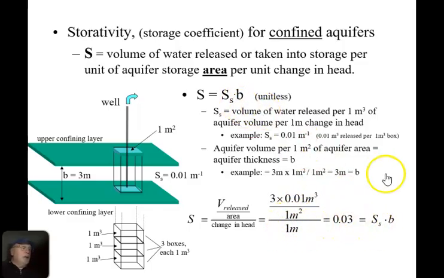So the simpler way to look at it is just take the numbers, 0.01 meters to the minus 1 times 3 meters, the aquifer thickness, so you get an S of 0.03. And a typical storativity is somewhere between 10 to the minus 3 and 10 to the minus 5. Somewhere in that range is a typical storativity or storage coefficient.